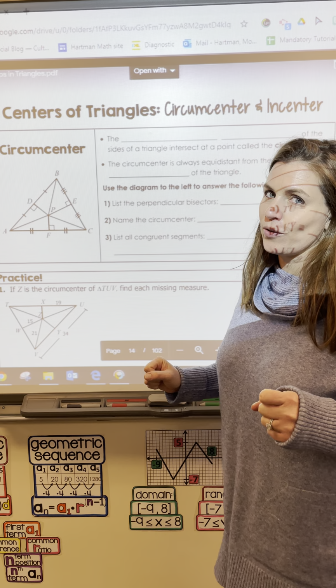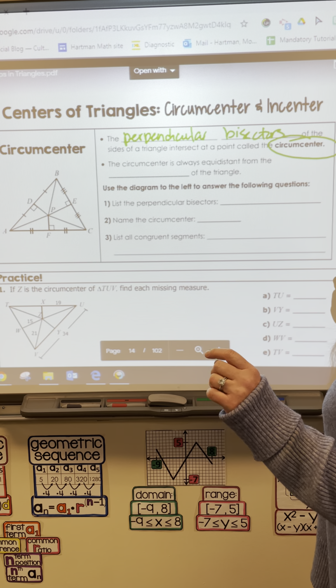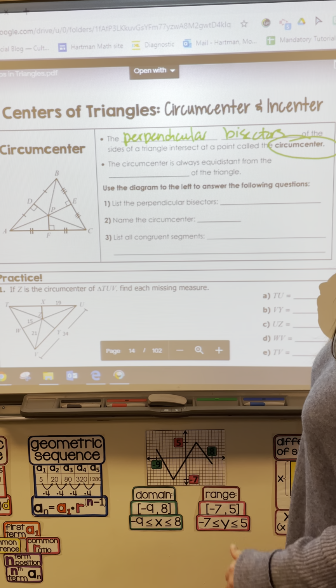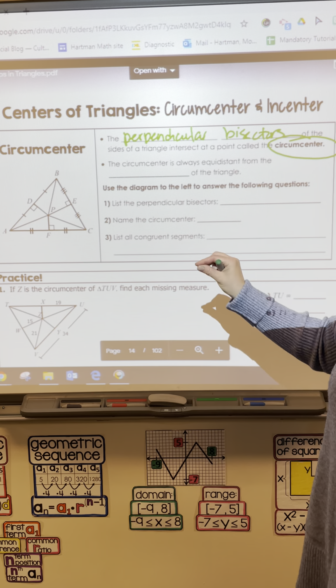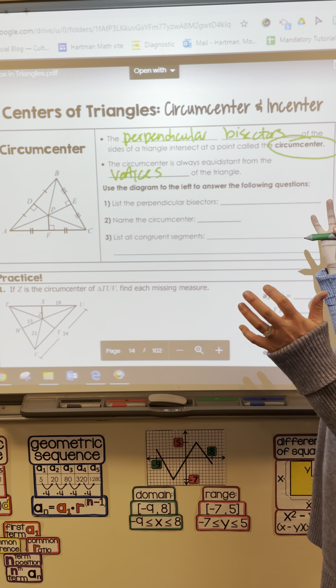So the perpendicular bisectors of the sides of a triangle intersect at a point called the circumcenter. Okay, so this is a big deal. So they intersect at one point. The circumcenter is always equidistant from the vertices, plural of vertex, of the triangle. So here's what that means.